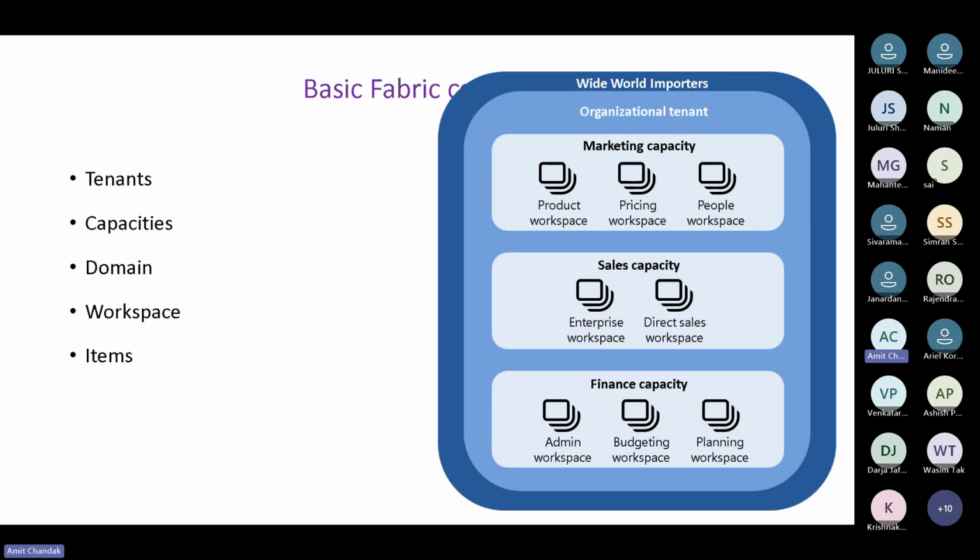Then further, inside the workspace you have items like lake houses, warehouses. You can control the security at that level. Further inside that, you can even have RLS or CLS, row level security, column level security, or object level security. And there is a question, is it Data Wrangler? Yes, Data Wrangler I am talking about.